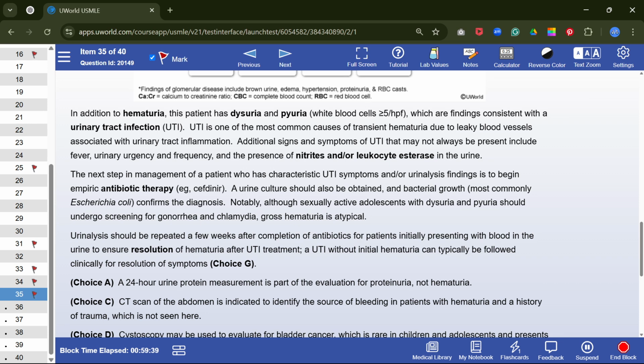Notably, although a sexually active adolescent with dysuria and pyuria should undergo screening for gonorrhea and chlamydia, gross hematuria is atypical. Urinalysis should be repeated a few weeks after completion of antibiotics for a patient initially presenting with blood in the urine, to ensure resolution of hematuria after UTI treatment. A UTI without initial hematuria can typically be followed by clinical resolution of symptoms.